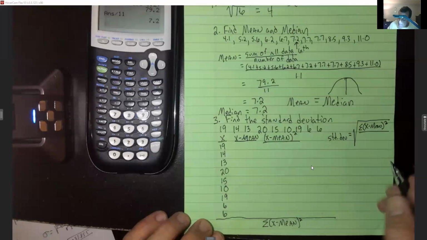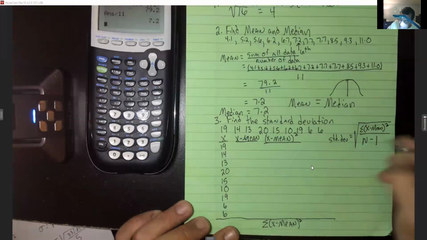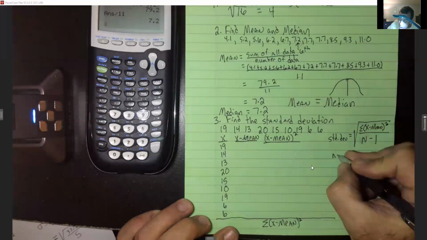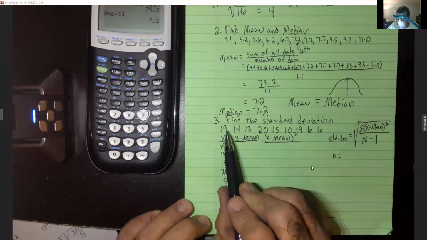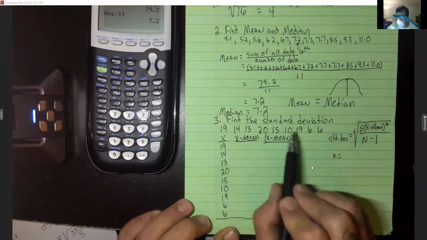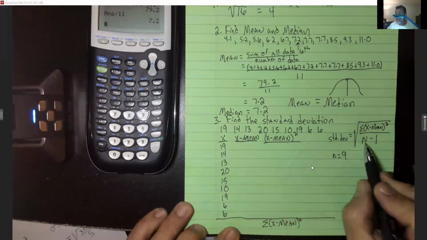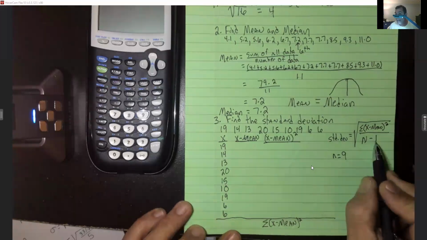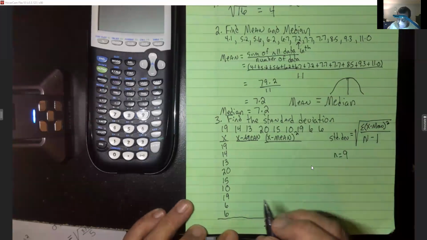All righty. Now, we divide all this by n minus 1. N is the number of data points we got. So for us, we got 1, 2, 3, 4, 5, 6, 7, 8, 9. We got 9 data points, so n will be 9. So that'll be 9 minus 1, which will be an 8 on the bottom eventually, okay? So first of all, we got to find our mean.